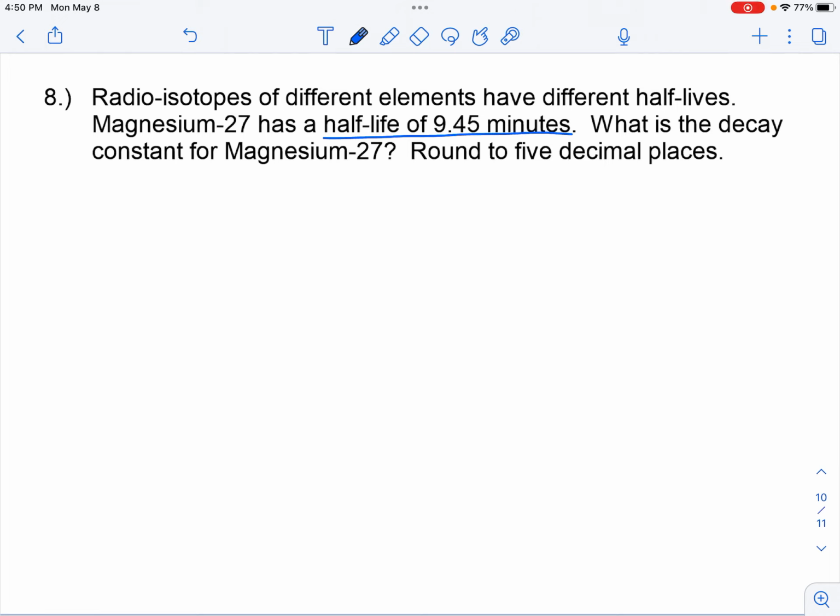So if I started with, say, 20 grams, after 9.45 minutes, I'm down to only 10 grams remaining, and then another 9.45 minutes after that, I'm down to only 5, and so on and so on, okay? What is the decay constant? Okay, key phrase there, decay constant. For magnesium-27, round to 5 decimal places, all right? We're also being told how to round our final answer, so we need to pay attention to that. So 5 decimals in our final answer.